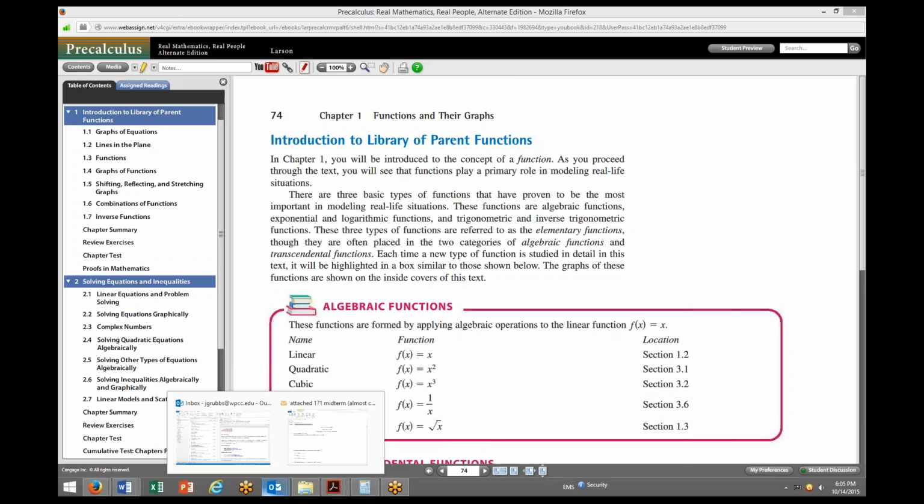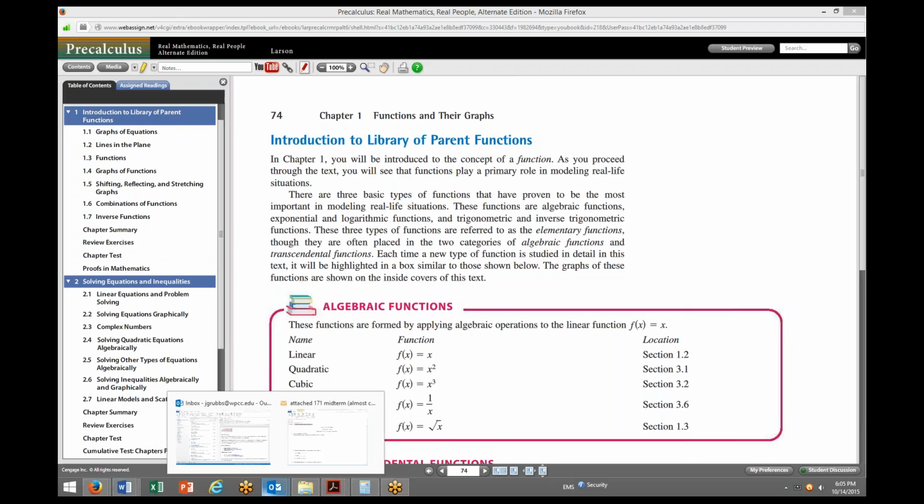There's an example of this in example 3 on page 143 of your text. Example 3 in section 1.7 of your text. Exactly what I've just been going over with you.